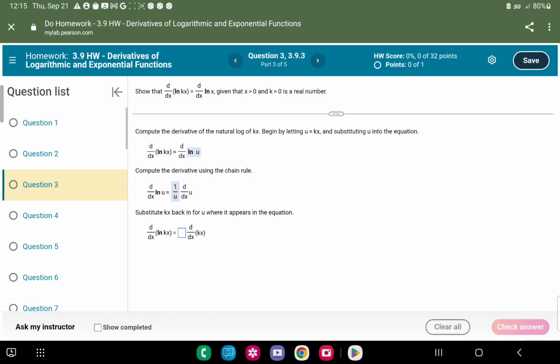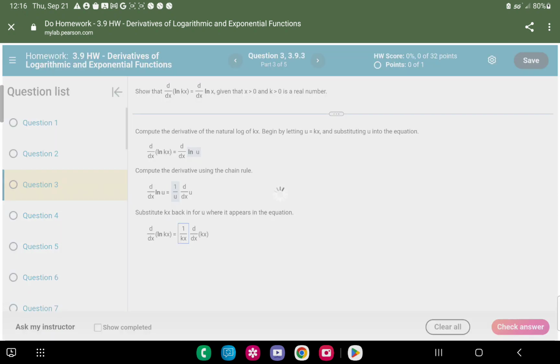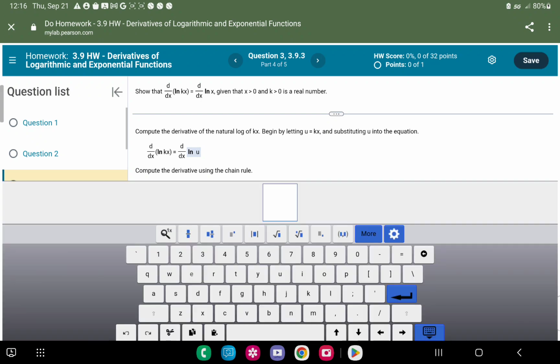Substitute kx back into what we had there. That's 1 over kx. And then compute the derivative. So we had the k's canceling out there and giving us just 1 over x.